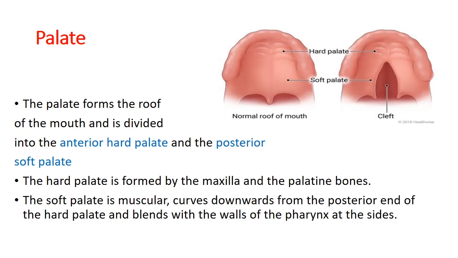Now we will see the palate. The palate forms the roof of the mouth and is divided into two parts. First one is the anterior palate, second one is the posterior palate. Anterior palate, that is the hard palate, and posterior palate, that is the soft palate. The hard palate is formed by the maxilla and palatine bone, and the soft palate is muscular, curves downwards from the posterior end of the hard palate and blends with the walls of the oropharynx at the posterior side on both sides. So this is about the palate.